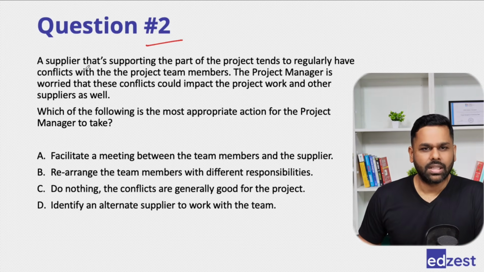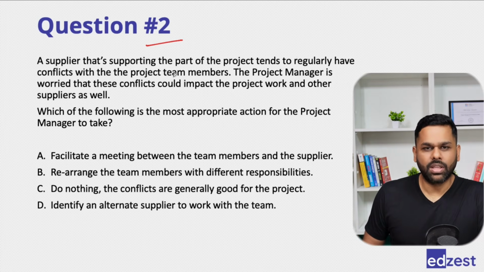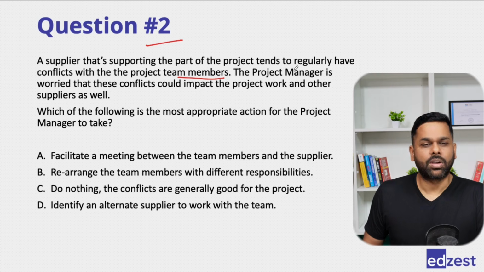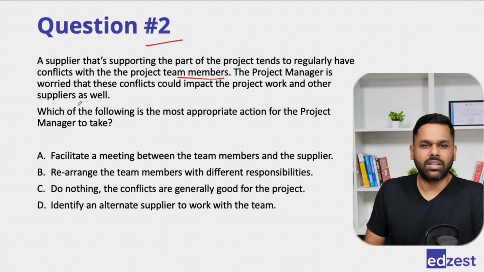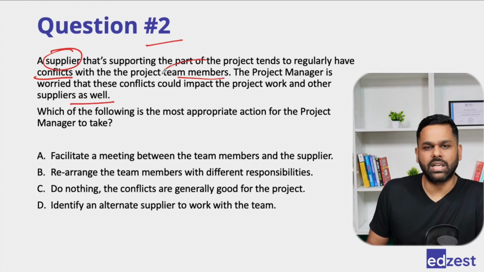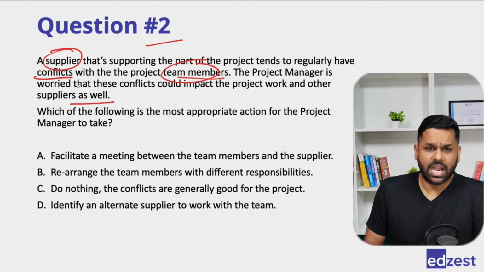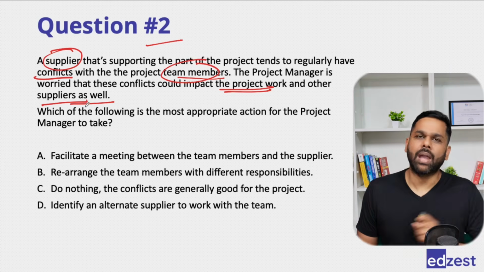A supplier that's supporting the part of the project tends to regularly have conflicts with the project team members. The project manager is worried that these conflicts could impact the project work and the other suppliers as well. So there is one supplier having regular conflicts with the team, and the project manager is rightly worried that this could result in some impact on the project work and some other suppliers might also get impacted.